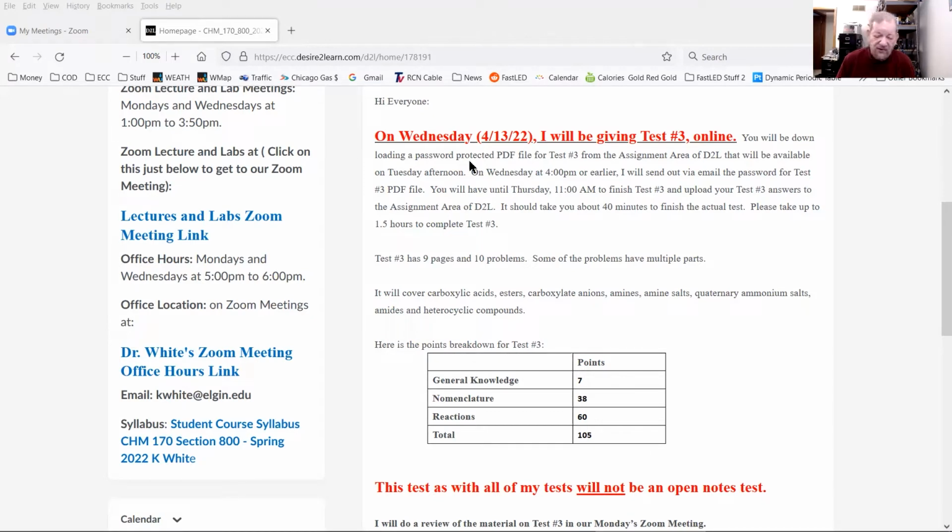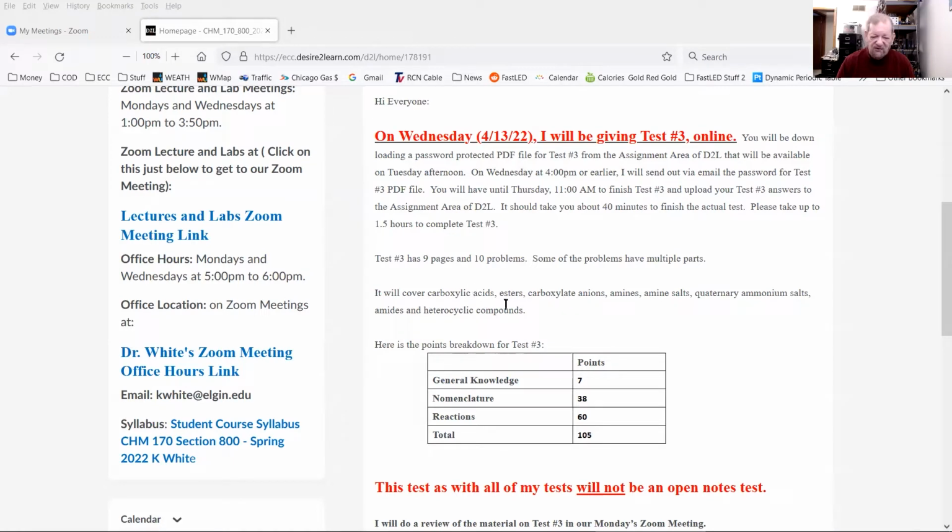Remember, if you don't have a printer, you can write it out, and I will have instructions like I did for test 1 and 2, how to make a PDF file with your cell phone if you don't have a scanner. It should take you about 40 minutes, but why don't you take it up to an hour and a half or so? Either you know it or you don't. All right, test number 3 has 9 pages, 10 problems. Some of the problems are multiple part. In this class, I have never and never will give multiple choice problems.